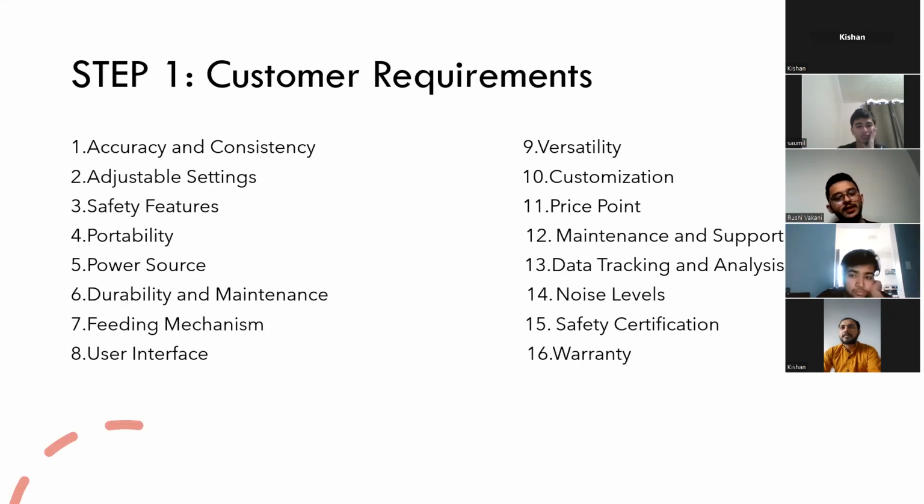The first step is customer requirements. The following are the factors that any customer will examine before making any decision, such as buying or purchasing. They are accuracy and consistency, adjustable settings, cost, warranty, and many more.